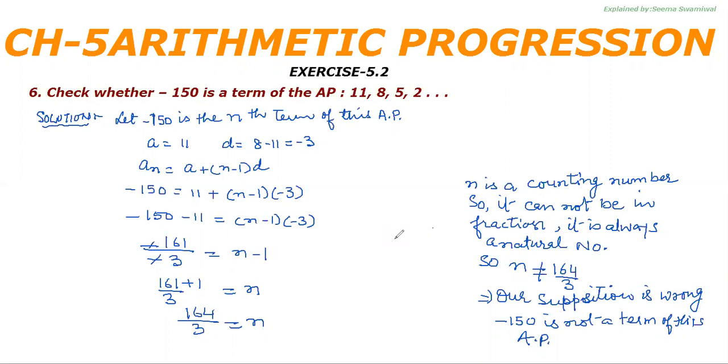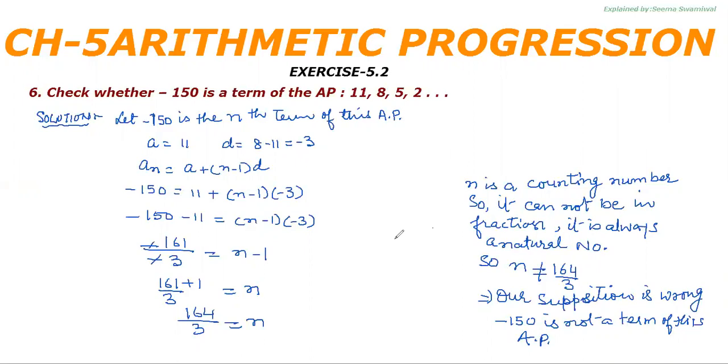So in this question, he wants us to check whether minus 150 is a term of the given AP 11, 8, 5, 2, and so on. So children, you have seen that the AP is a decreasing AP, and in this AP he wants us to check whether minus 150 will fall in this AP or not.